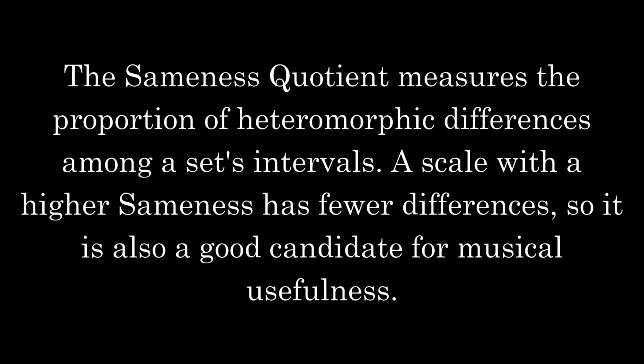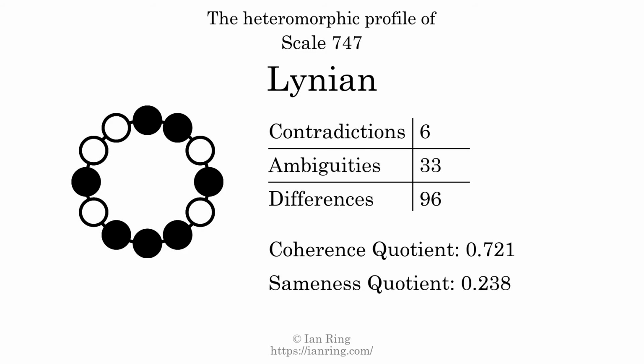The sameness quotient measures the proportion of heteromorphic differences among a set's intervals. A scale with a higher sameness has fewer differences, so it is also a good candidate for musical usefulness. The sameness quotient is 0.238.